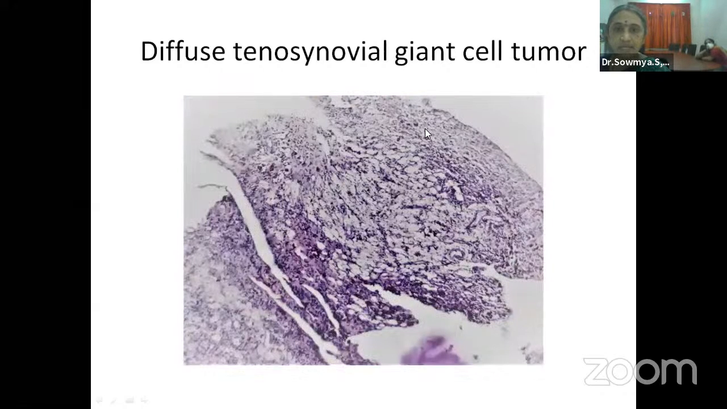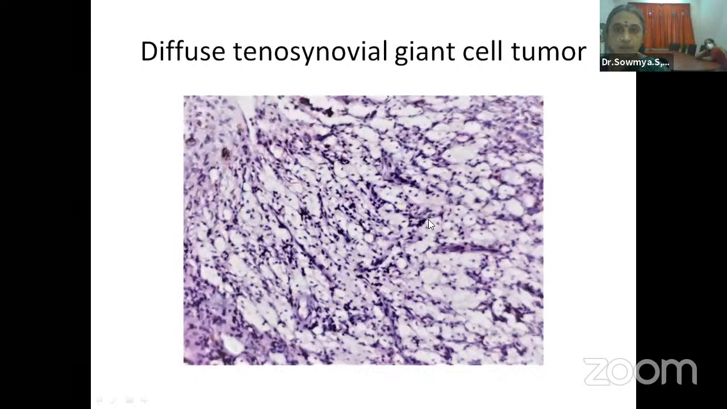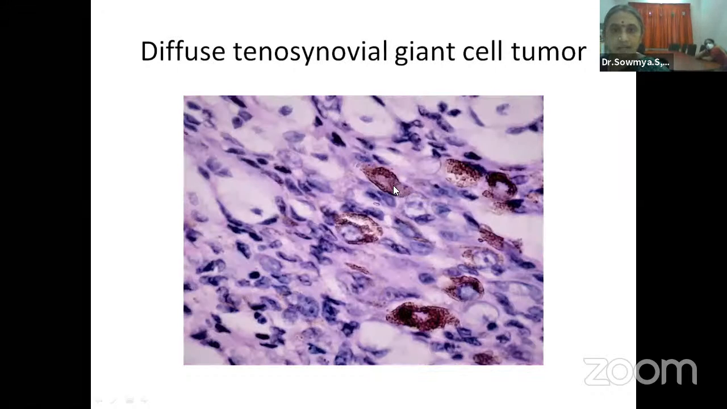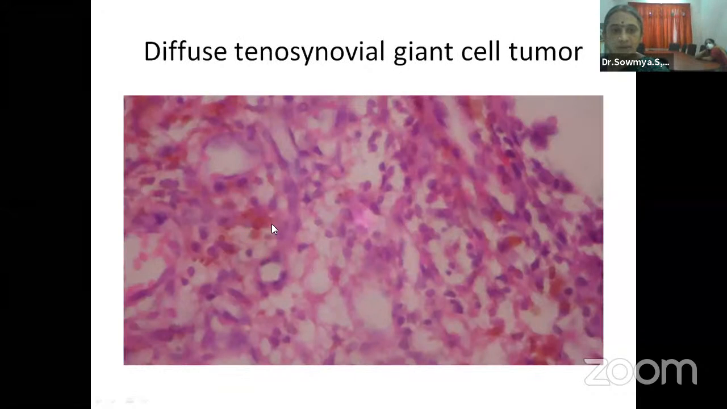And you can see sheets of foamy cells, hemosiderin-laden macrophages, so many foamy cells, and giant cells, plenty of osteoclast-like giant cells, and hemosiderin. So this is a classical case of diffuse tenosynovial giant cell tumor. So that is a basic difference. That is a localized form. This is diffuse with more pigmentation, and it is a diffuse involvement, giving rise to multiple joint involvement many a times. So you can see so much fresh hemorrhage as well as hemosiderin.